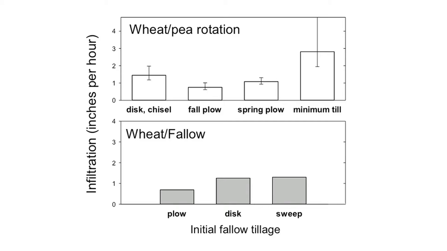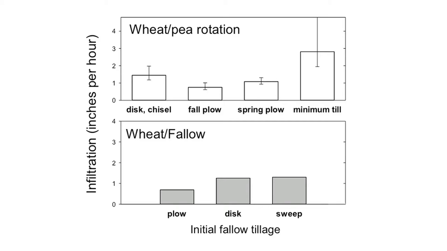Okay, here's another system, just another example. Here, the only difference between these three treatments is the initial fallow tillage. These are an old-fashioned black fallow, again, way back in the 60s. They were interested in the difference between plowing, disking, and sweeping as an initial tillage. But then after these tillages were done, they went and used a cultivator and rod weeded several times. It's a black fallow situation.